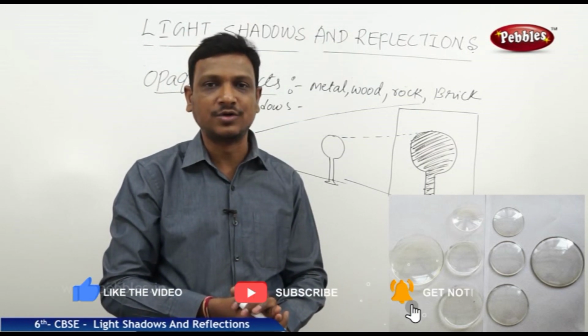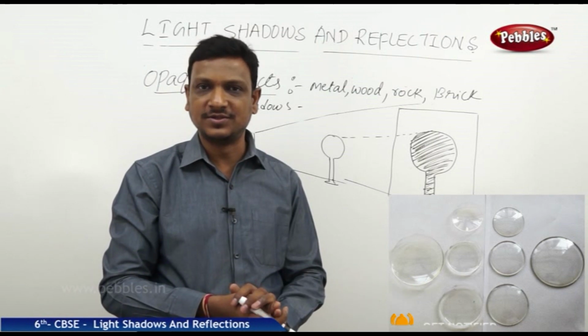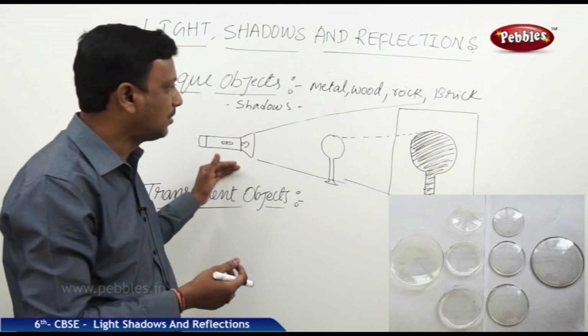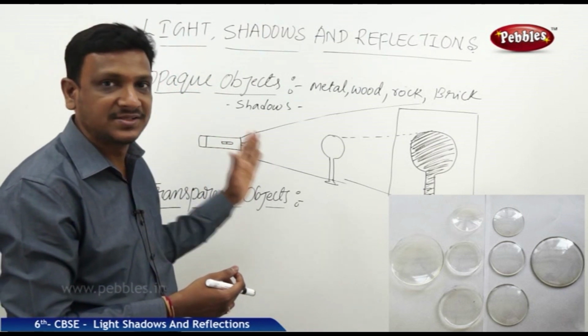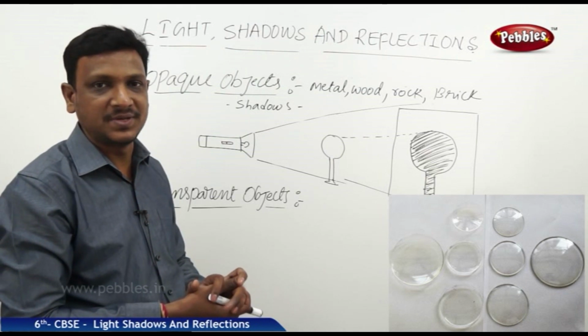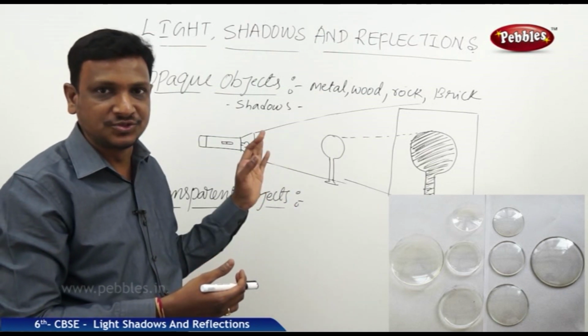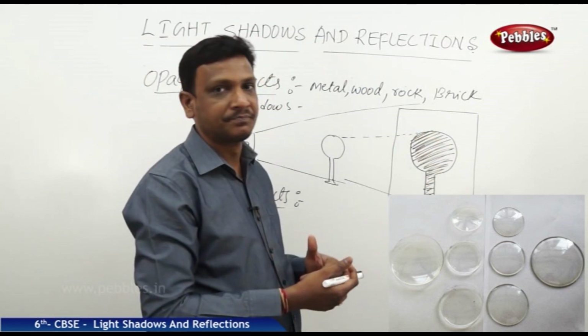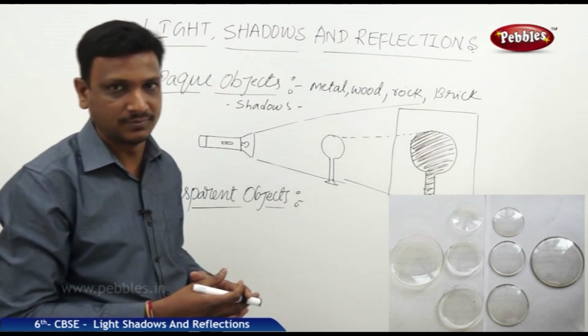We can enjoy a lot with the shadows. So that is all happening because of the light and shadows, right? So now you understood what a shadow is. Shadows are cast by opaque objects. When an opaque object is kept in the path of light, as it obstructs the path of light, the light doesn't fall on one particular area. So that area is considered as a shadow.